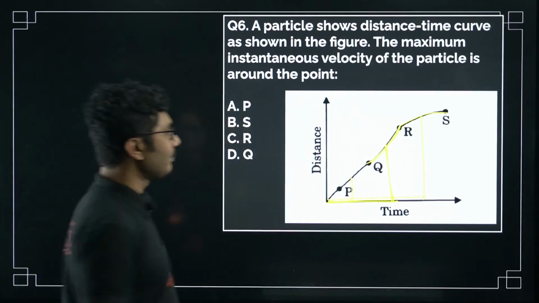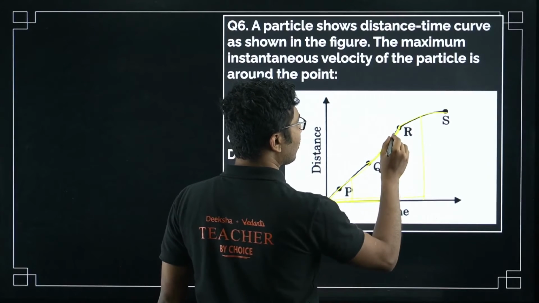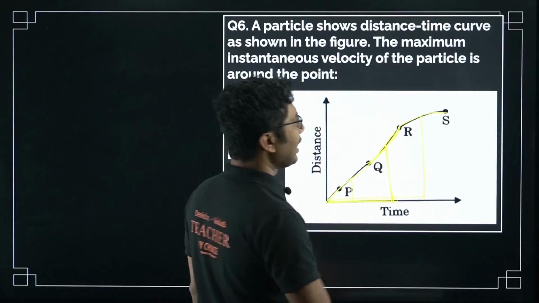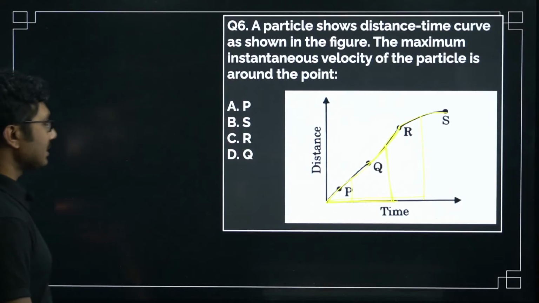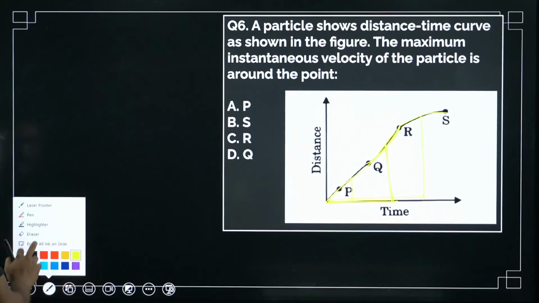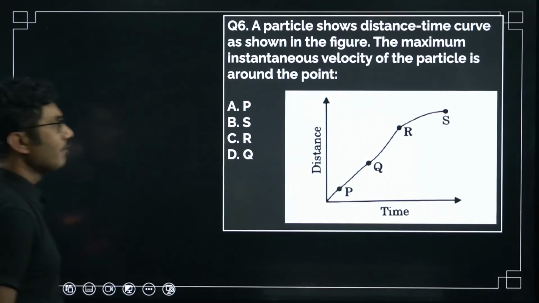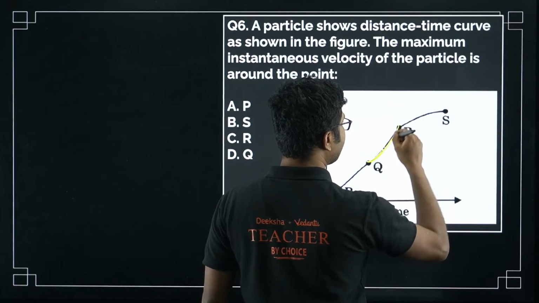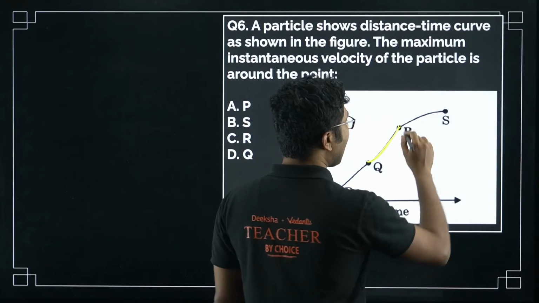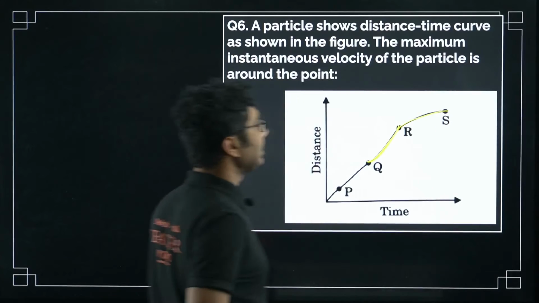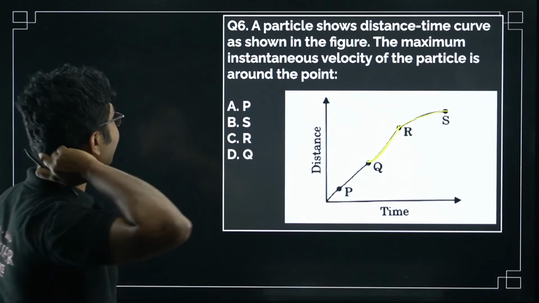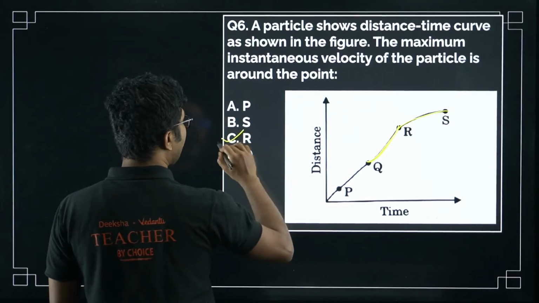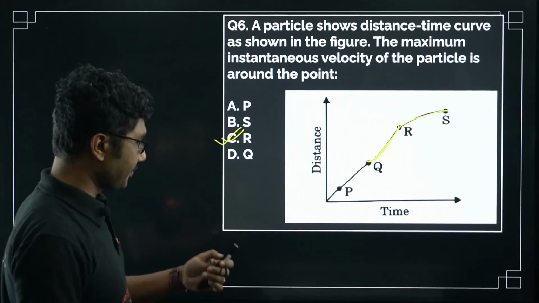So basically from the starting to almost close to r it is very constant, but suddenly just near r it increases super fast, okay. The graph is like this. So around r it increases super fast, and from r it starts decreasing. So the instantaneous velocity will be maximum at the point r, not any other point, okay.